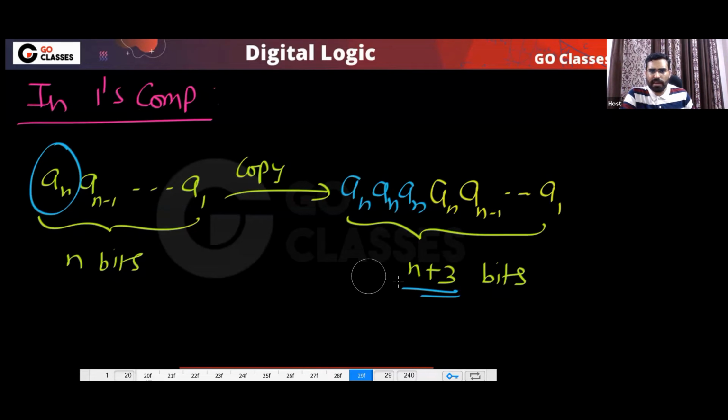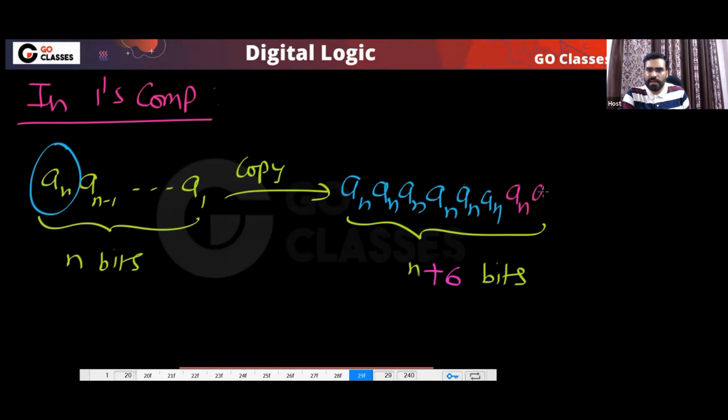For example, if I want to put the same thing in n plus 6 bits, then what will I do? Here I will copy a_n 6 times, and then the original data a_n, a_n-1, down to a_1.